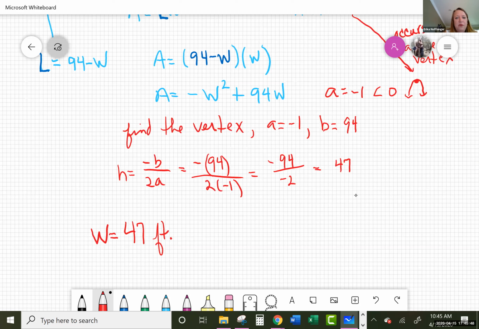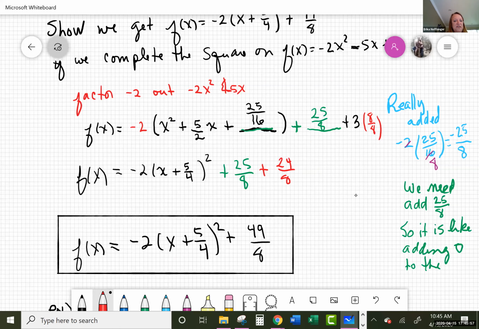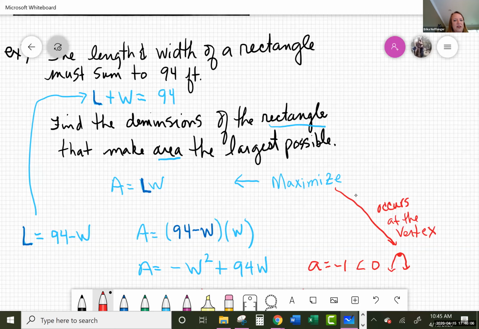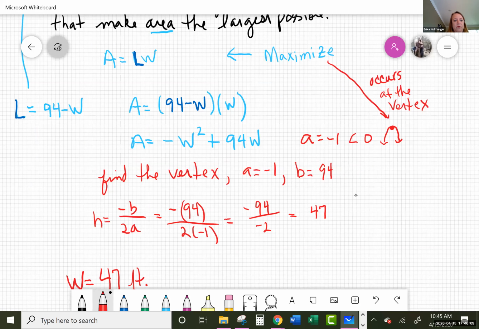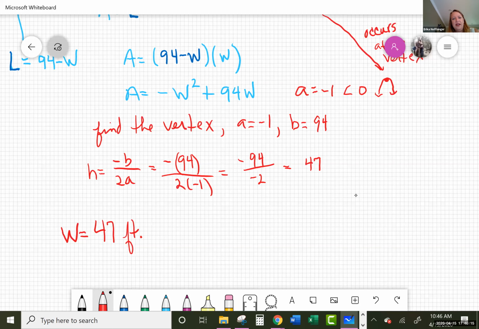So remember, when we were looking at it before, we were having equations with X instead. When we were looking at the vertex, the H value was the X value of the vertex. So in this case, because our equation is in terms of W, W is going to be 47. So find L. Well, we said L was equal to 94 minus W. So 94 minus 47.